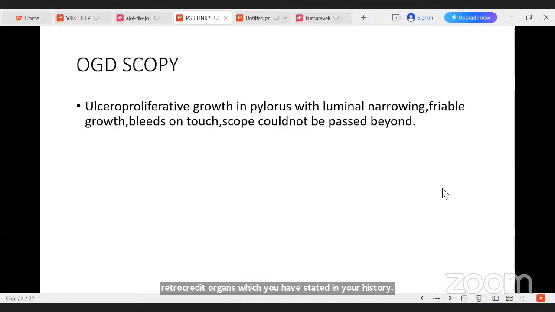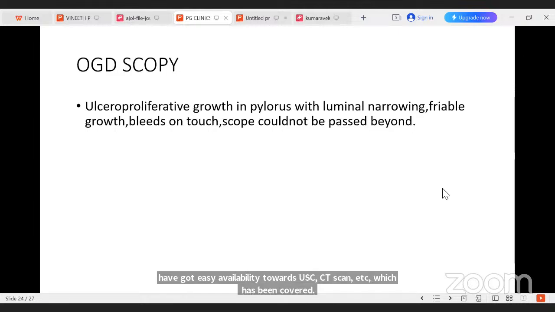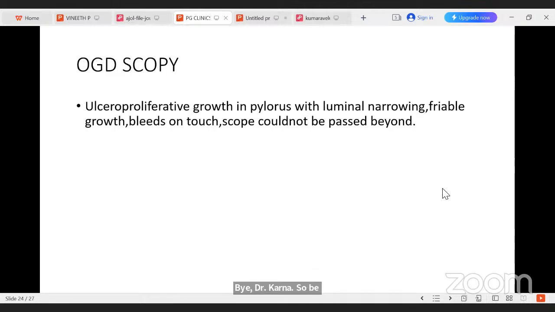Present day presentations are the problem because you have got easy availability of USG, CT scan, etc., which has been covered by Dr. Khanna. So be very vigilant about it. And quick investigations, and hence deficit in presentation, has been the problem with you.